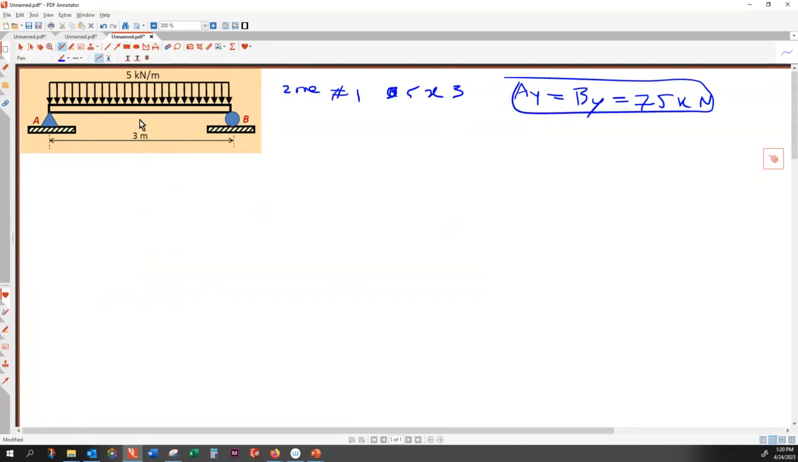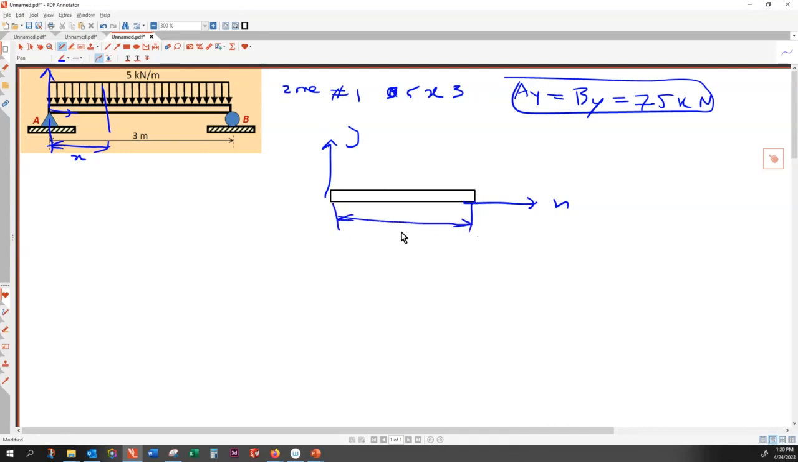The next thing is I make a free body diagram for the zone, and you have to cut this at a distance of x. So you have to cut it here, which is x meter from the left-hand side, from where your coordinate system is. This is my coordinate system, and for that I'm just considering a length of x. So this is point A. 7.5 is here. And I only have a portion of the distributed load here. This portion has the resultant of 5 multiplied by x.